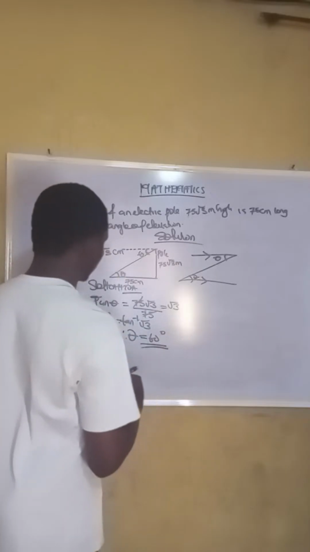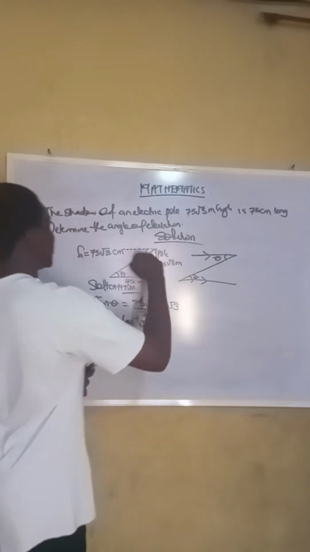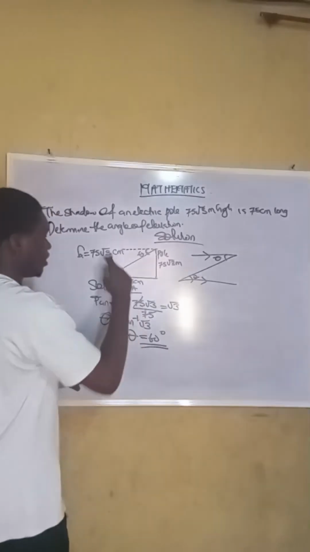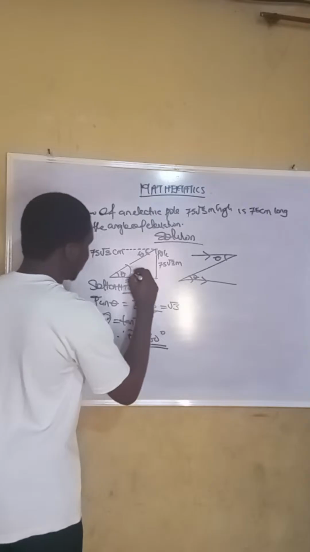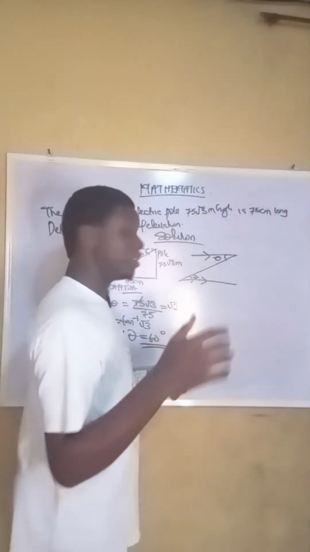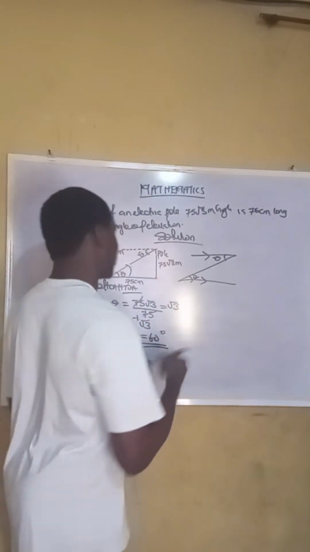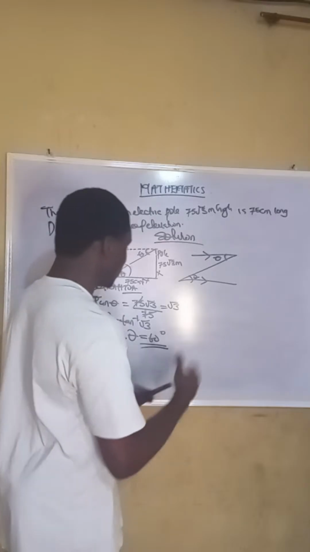You understand? Sorry, this is the angle of elevation and this is the angle of depression. The angle that joins the horizontal is the angle of elevation, while the one from the vertical is the angle of depression, because we have the x and the y plane, right? So that's it. So we have theta to be 60 degrees.